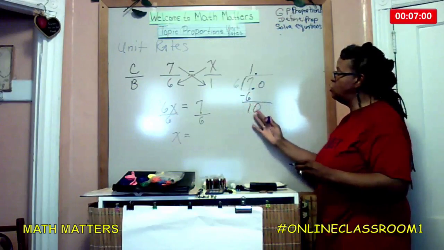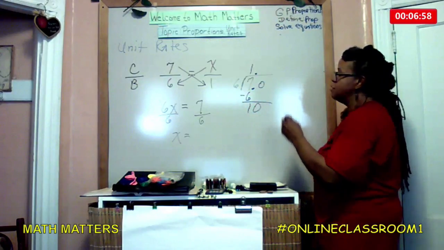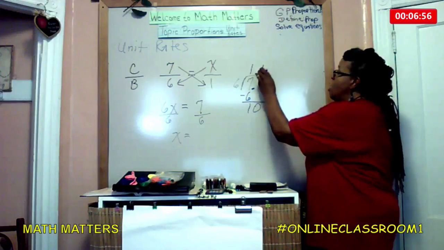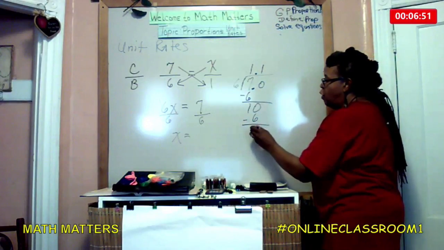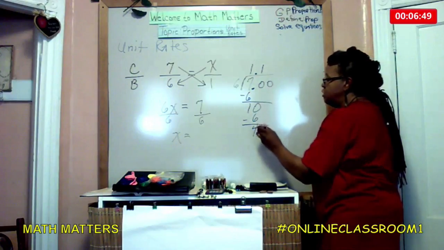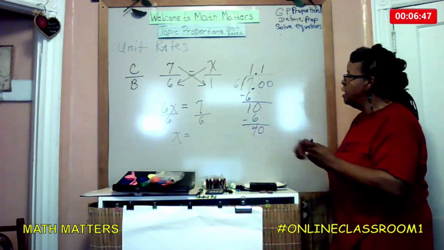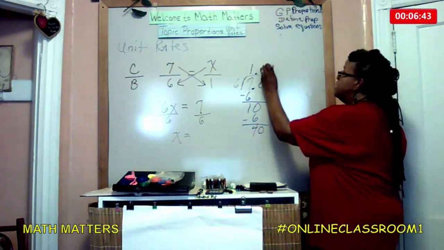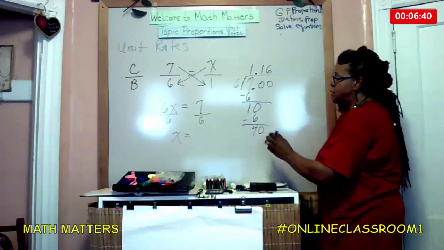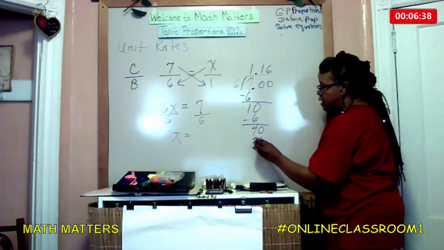Okay. Now 6 goes into 10. How many times? 1 time. 1 times 6 is 6. Come down with 4. And we can attach another 0. 6 goes into 40. I'm seeing it already. 6 times. 6 times 6 is 36.